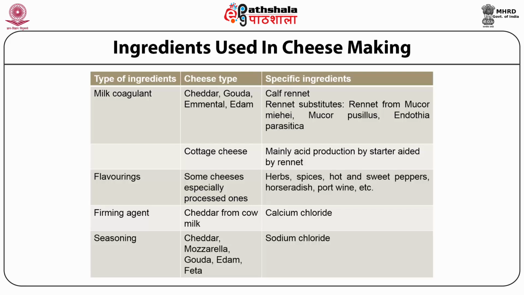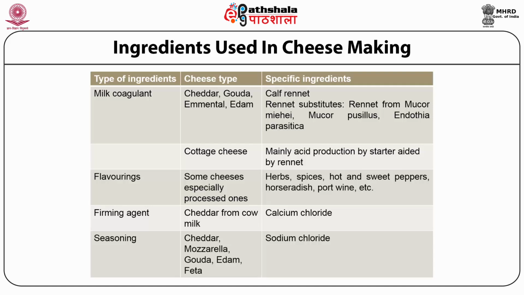However, the chances of some bitter peptides forming will be more when you use the more proteolytic rennet substitutes compared to the less proteolytic calf rennet. In case of cottage cheese preparation, especially the long set process, acid production by the starter is the main factor used for coagulation. However, in the short set and the medium set, you can definitely use some rennet to aid the coagulation by the acid.